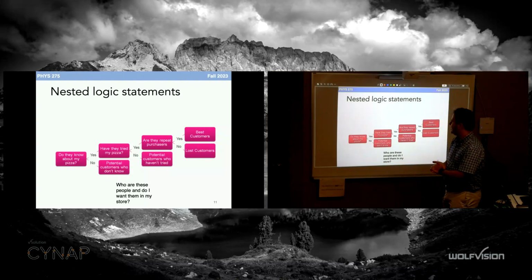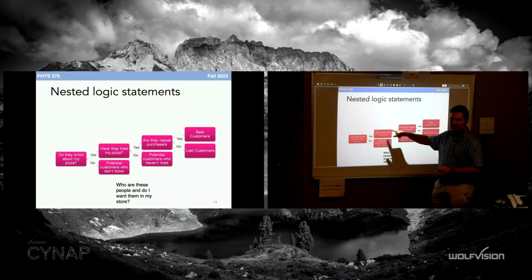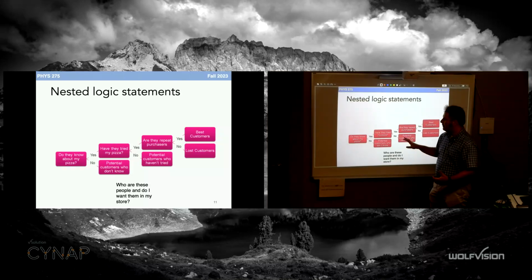Okay, nested logic statements are, for example, I own a pizzeria. I love this one, so I just stuck it in. I own a pizzeria. Do they know about my pizza? Yes. Have they tried my pizza? Yes, right? So these are two different questions. These are yes-no questions. If I'm defining a research plan, or trying to come up with a new scientific question, it usually is a good idea to break it down into yes-no questions, because you can break everything down into smaller and smaller sub-questions, until they are yes-no questions.